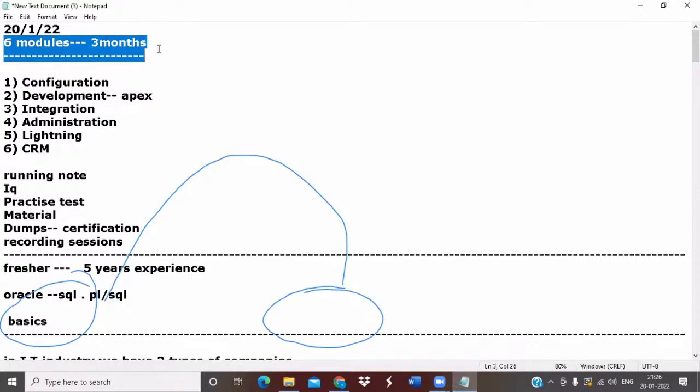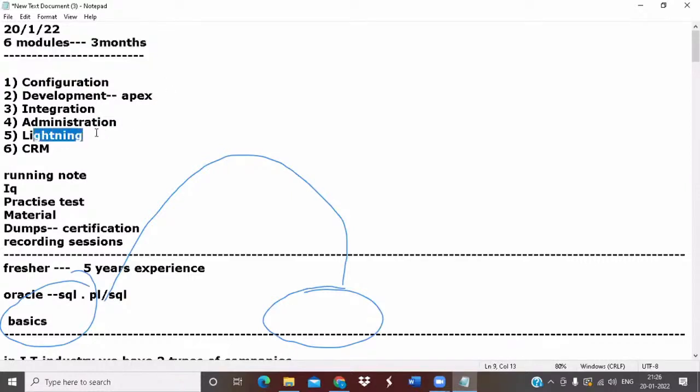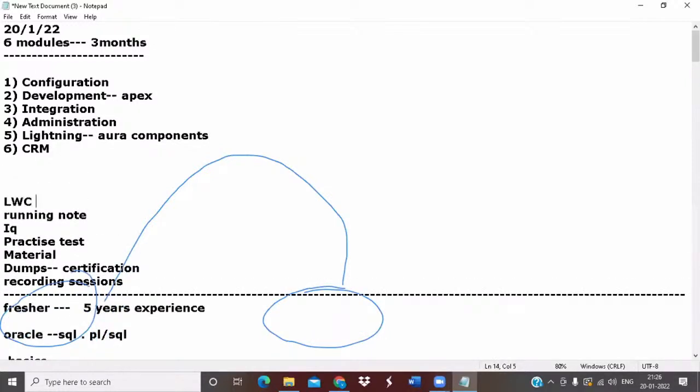But you said LWC is different. LWC is different, Lightning is different. In Lightning I cover only Aura components. So we need to buy one more course for this. Which course do you want? I think you told us that we need to learn Lightning in another session, that is LWC. That is a totally different topic. Sir, if you have knowledge of Aura components, you can understand LWC easily.